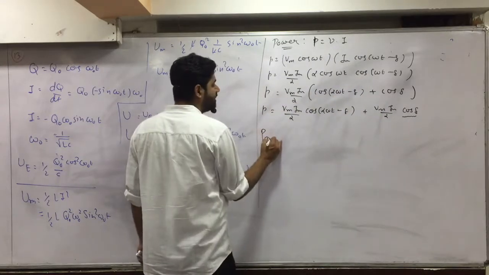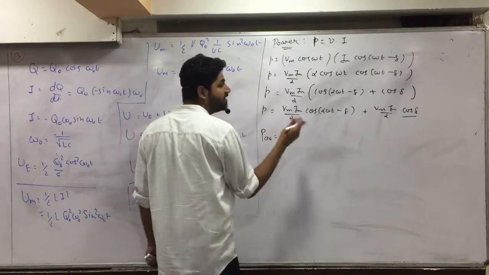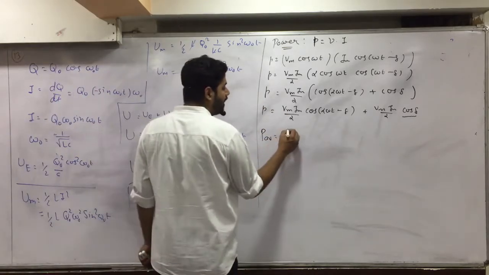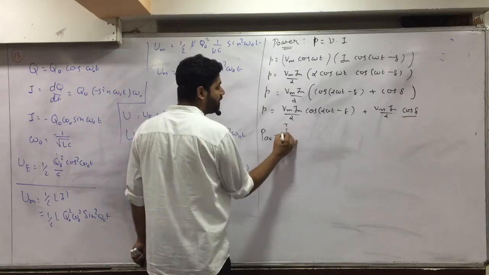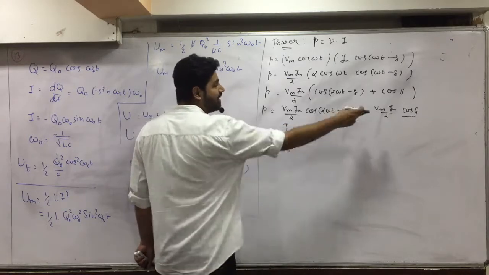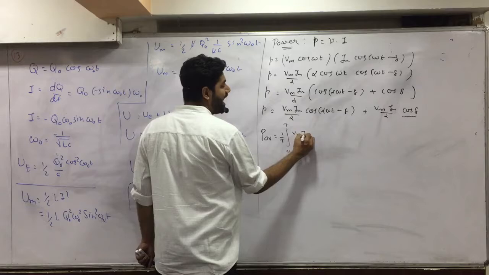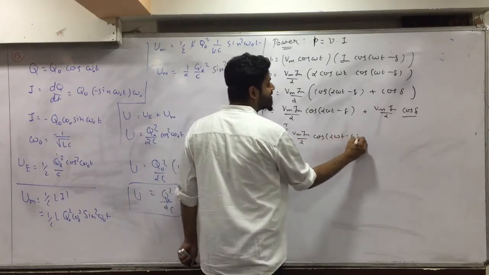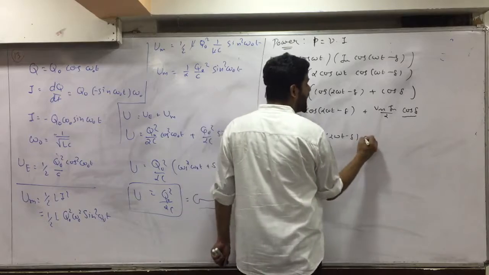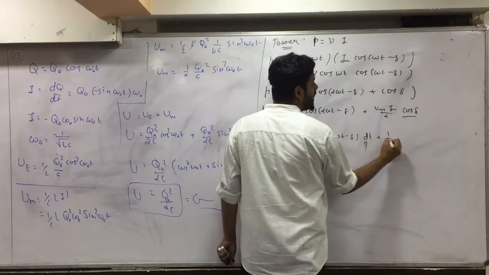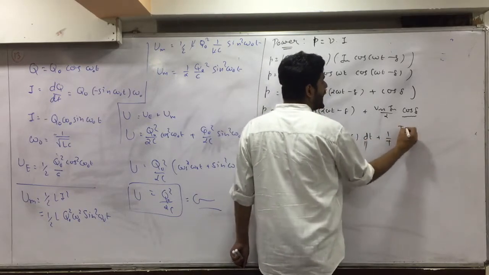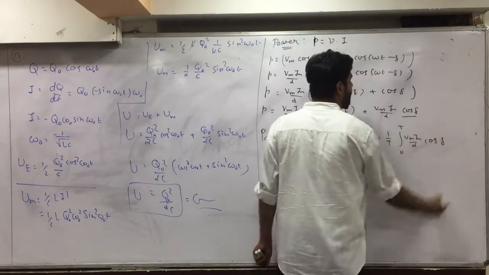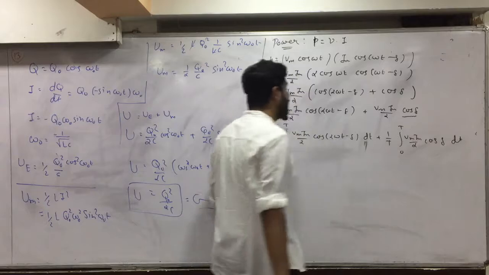Average power, so it is equal to, average is over time period T, we'll find out the average. So integration 0 to capital T, 1 upon capital T, the average of this and the average of this. So it is Vm Im by 2 cos of 2 omega t minus delta into dt plus 1 upon capital T integration 0 to capital T Vm Im divided by 2 cos delta into dt. Everybody over here.